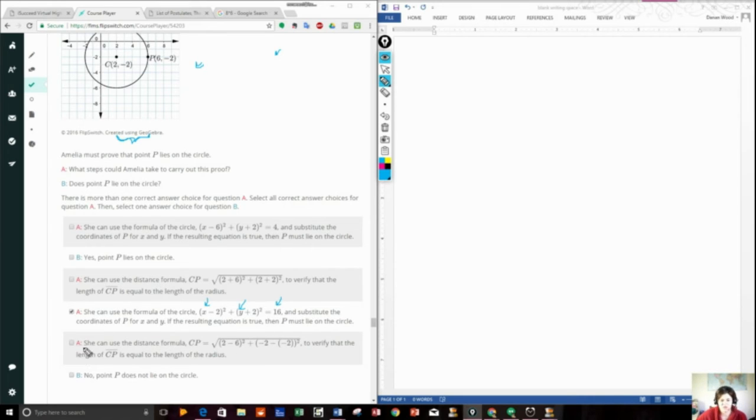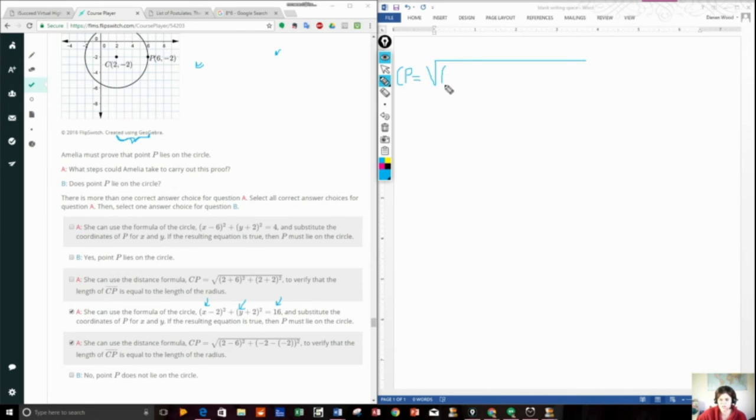So that's one option. Or she can use the distance formula CP, 2 minus 6 squared plus -2 minus -2 squared to verify that the length of CP is equal to the length of the radius. Yes, either one of those is a viable option. So I'm going to use the formula that they have, and let's just simplify that. I'll step through both of these to show why we can use either of them.